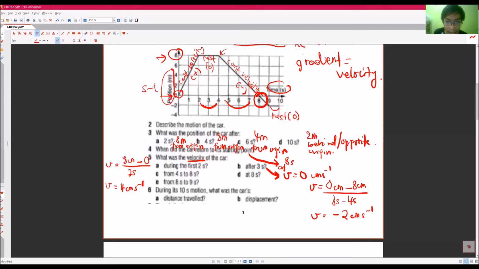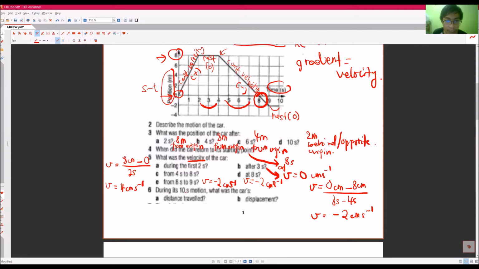Okay, D, at 8 seconds. Since it's the same line, which has the same gradient, it still has the same velocity, negative 2 cm s^-1. So from 8 to 9, also the same straight line, so it has the same gradient and same velocity. Okay, so far so good.